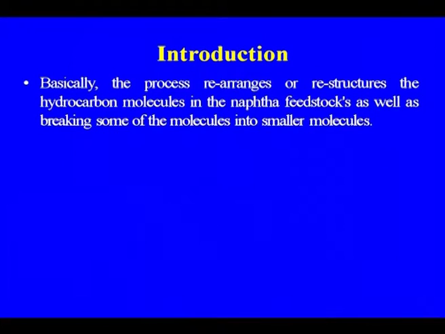Basically the process rearranges or restructures the hydrocarbon molecules in the naphtha feedstock, as well as breaking some of the molecules into smaller molecules. At the same time, some coke formation also occurs during the process because of hydrocracking and other reactions, which are undesirable.